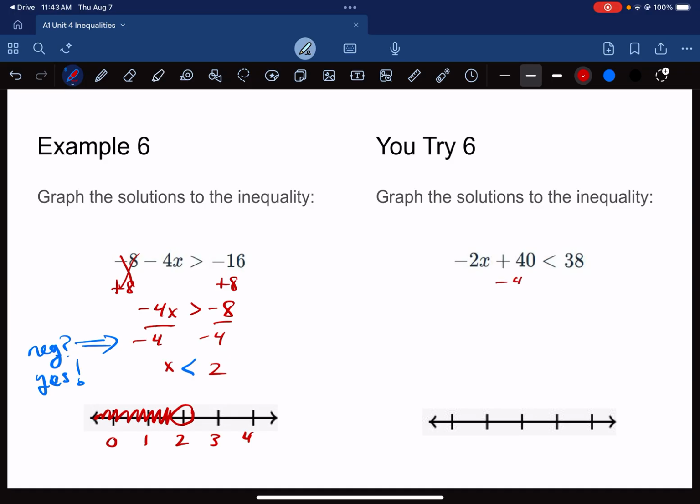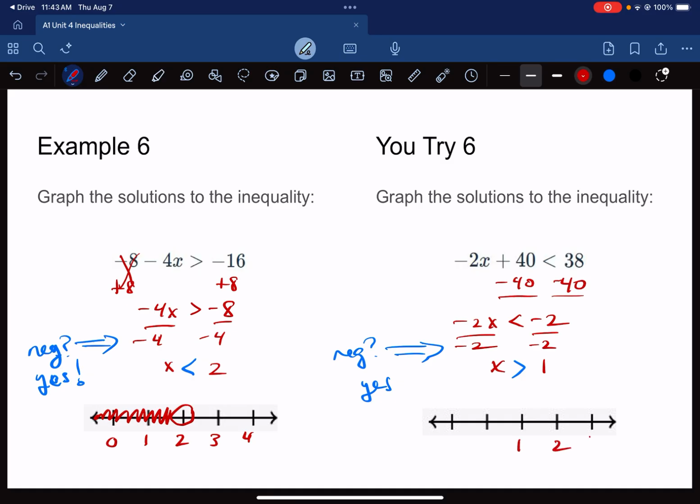All right, hopefully you subtract 40. Negative 2x is greater than negative 2. I'm dividing by negative 2, and I get an x, and I get a 1, and I ask myself the critical question, negative? Yes. We're switching that. X is greater than 1 is my answer. 1, 2, and 3, 0, negative 1. Open circle. X is greater than's to the right. And there's my answer.